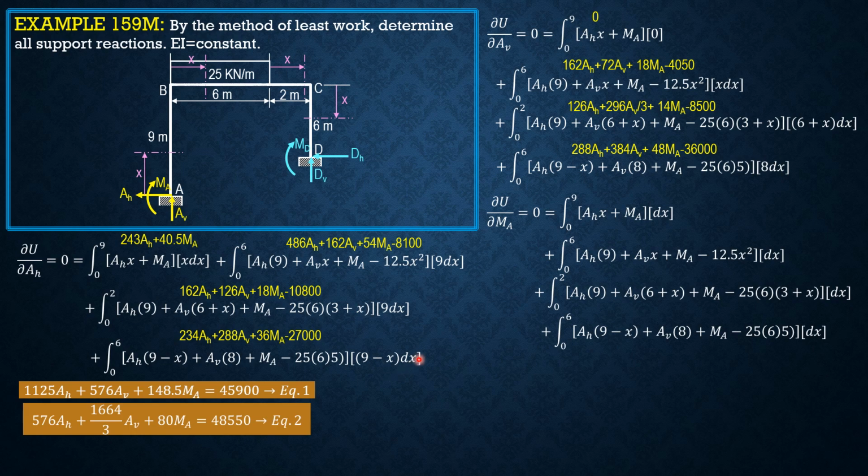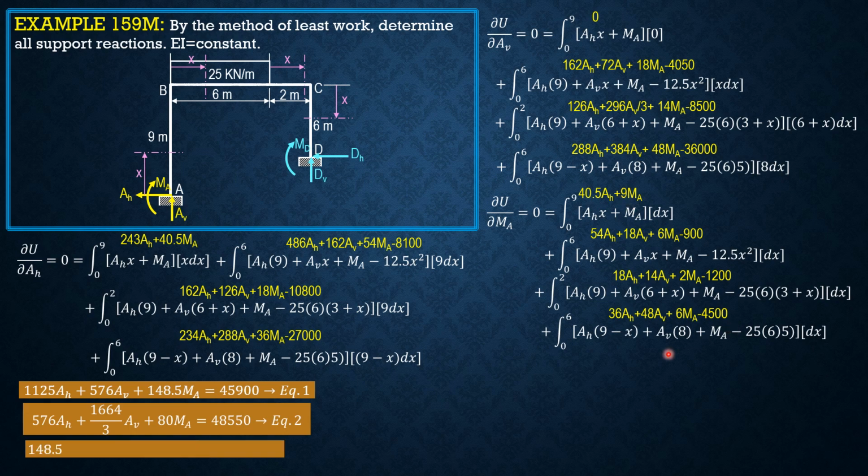Our redundant force is MA. So the value of the first integral is equal to 40.5 AH plus 9 MA. Second integral 54 AH plus 18 AV plus 6 MA minus 900. For the third integral 18 AH plus 14 AV plus 2 MA minus 1200. And for the last integral 36 AH plus 48 AV plus 6 MA minus 4500. So combining like terms, setting up the third equation: 48.5 AH plus 80 AV plus 23 MA equals 6600.